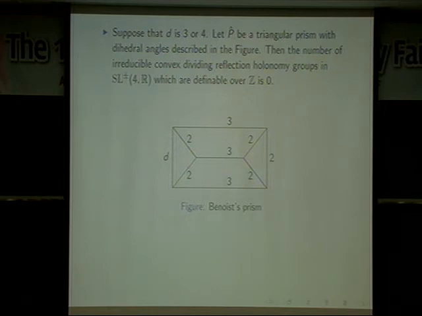So this is the example of the prism. Suppose that here D is 3 or 4. And let P be a triangular prism given in this figure, then the number of irreducible convex dividing reflection holonomy groups in SL plus minus 4R, which are definable over Z, is 0. Just because there are so many obstructions here.